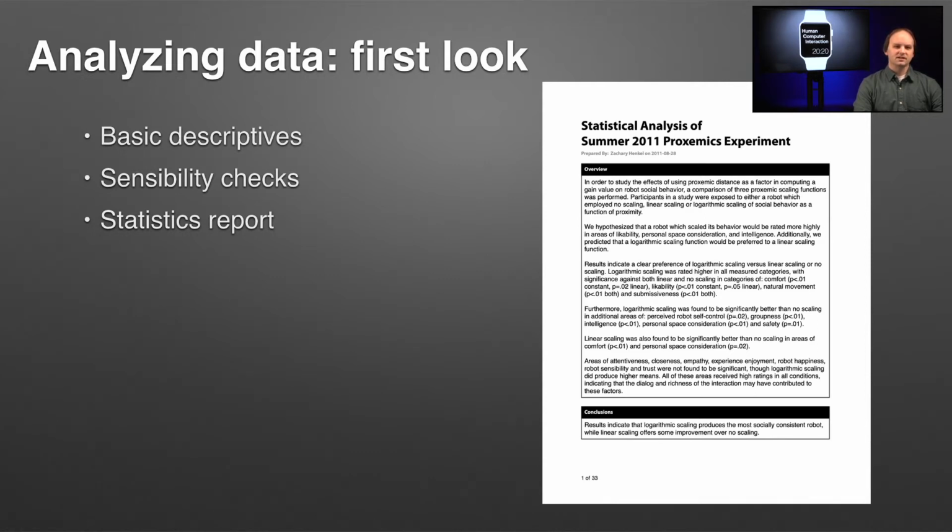So that's important. But when we get the data back, typically like in a big study, we'll do a first look at the data, which involves basic descriptive statistics and some sensibility checks, making sure that, if we've gotten a survey item that you can answer 1 through 7, there's not a 77 in there or something like that.